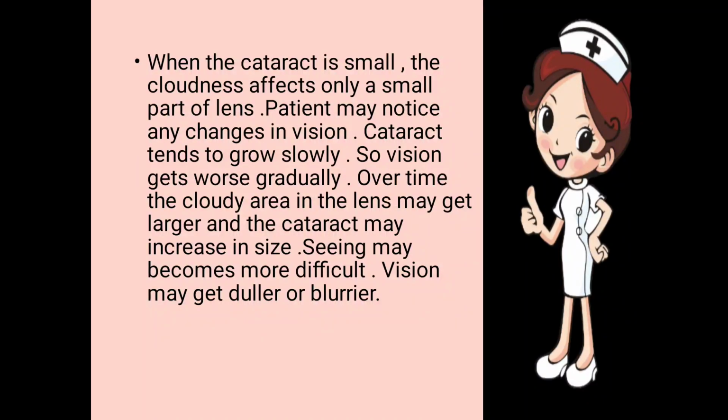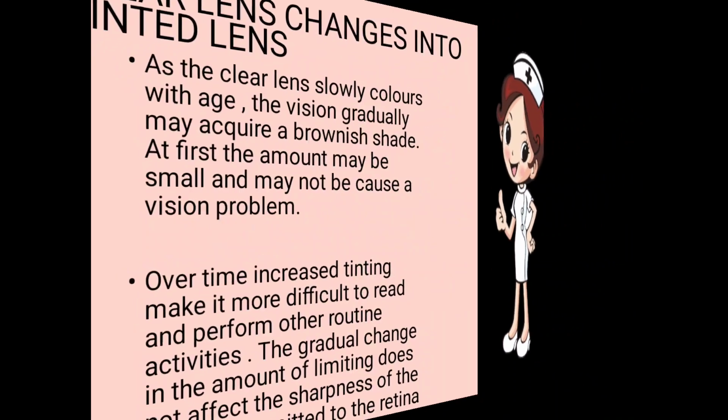Cataract tends to grow slowly. As the cataract grows, more and more difficulties come in the patient's life, because the lens becomes cloudy from two or three areas. So it becomes very difficult for the patient to do daily activities as the cataract develops. Over time, the cloudy area in the lens may get larger and the cataract may increase in size. Seeing may become very difficult. Vision may get duller or blurrier. So as the cataract grows, the vision decreases.